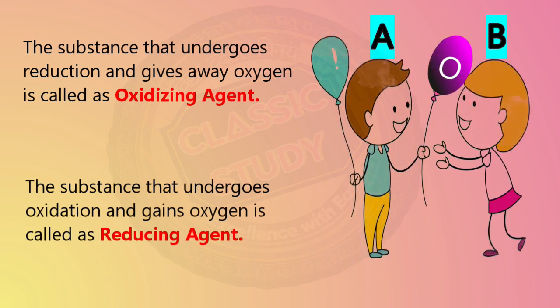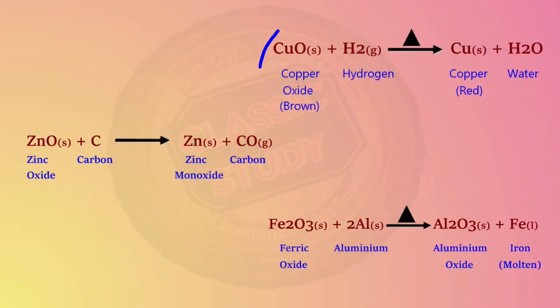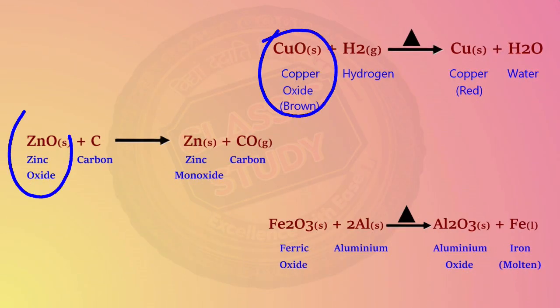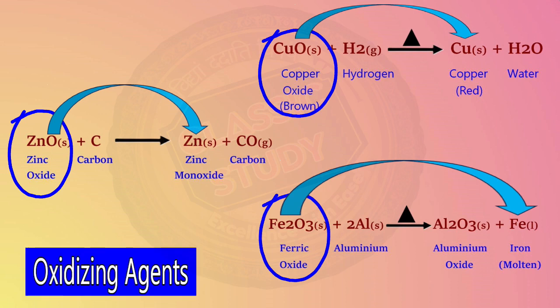In the figure, we can see that A is giving the oxygen to B. So A is the oxidizing agent and B is the reducing agent. In the same reactions that we just saw, copper oxide, zinc oxide, and ferric oxide, all three of the substances have lost their oxygen, so they are called oxidizing agents. They were the substances which were giving oxygen, which were making oxygen available.